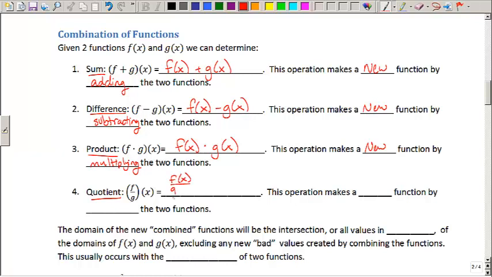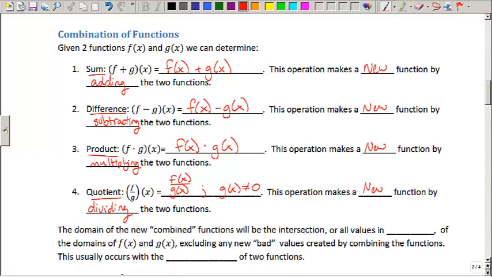And lastly, for the quotient, f divided by g of x can be found by taking f of x and dividing by g of x, given that g of x is not equal to 0, because if g of x is equal to 0, then that would make this whole thing undefined. Again, this makes a new function by dividing two of the original functions.